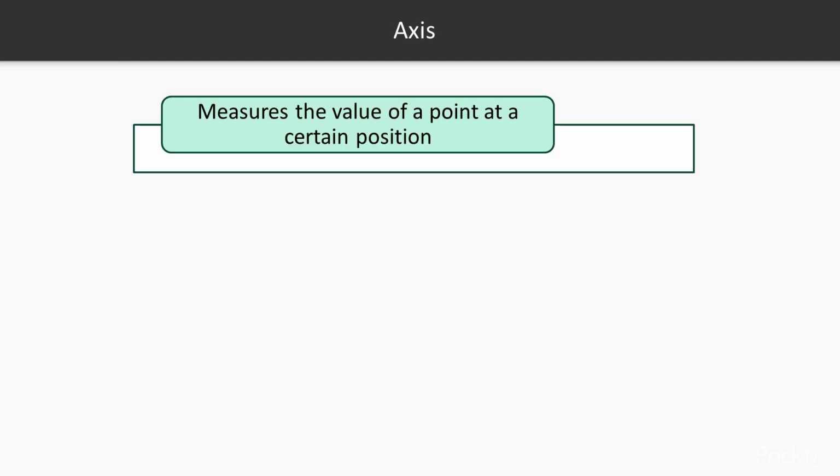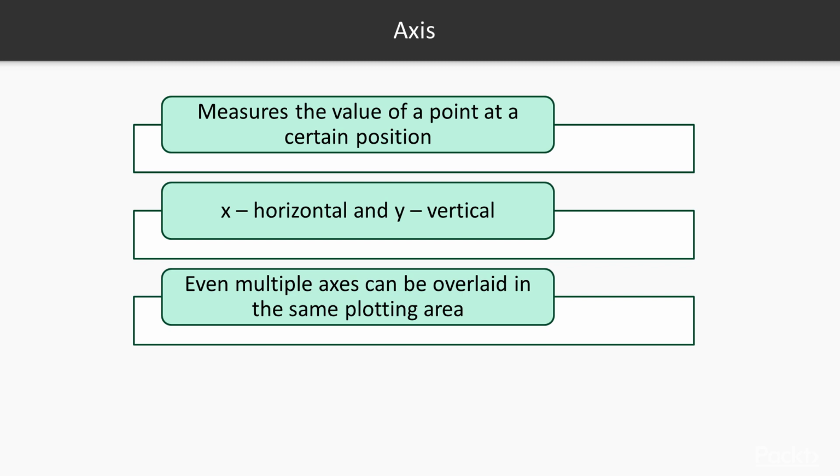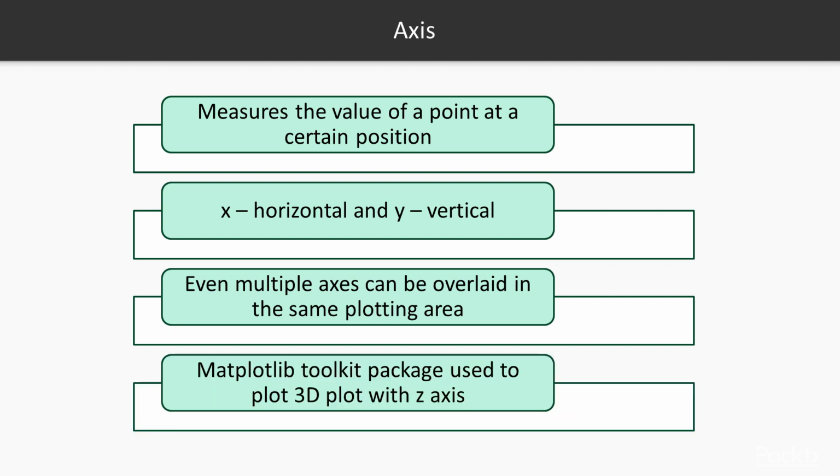Next we have axis, which measures the value of a point at a certain position. Most plots contain two axes, x, which is horizontal, and y, that is vertical. Sometimes multiple axes, each containing one data series, can be overlaid in the same plotting area of a 2D plot. You can also plot a 3D graph using a Matplotlib toolkit package, where the z-axis will be specified.